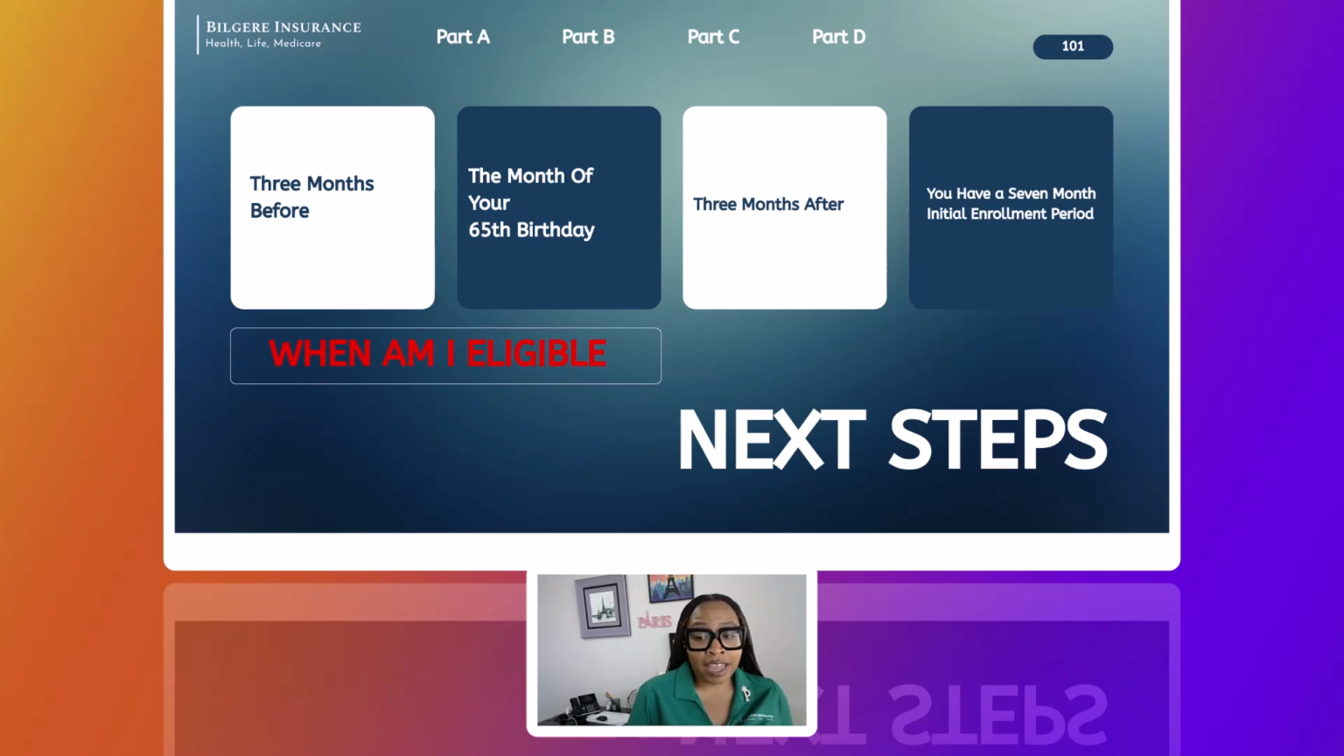If your birthday happens to fall on the first of the month, you would start your Medicare a month early. Also, if you have decided to delay your Medicare and continue to work, depending on Part A, Part B, or Part D, you have a timeline, but you are still eligible to enroll when you separate from the employer.